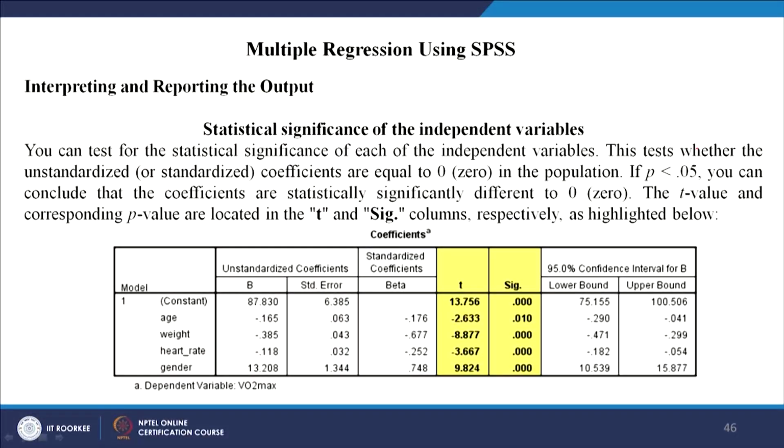This tests whether the unstandardized or standardized coefficients are equal to 0 in the population. If P is less than 0.05, you can conclude that the coefficients are statistically significant, which is happening in our case. The T value and corresponding P value are located in this column, right.